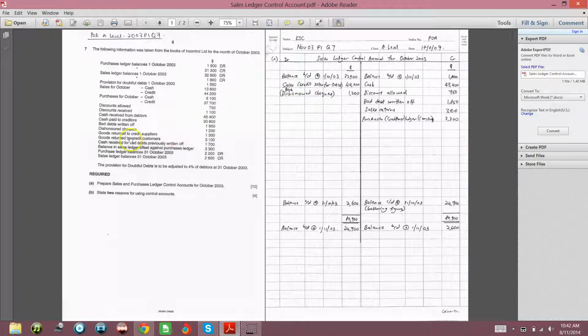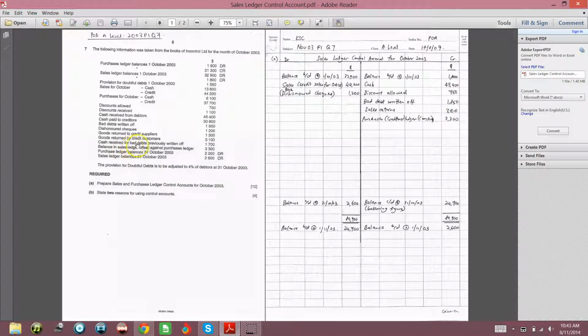Goods returned to credit supplier, this has nothing to do with debtors. Goods returned by credit customer, 3,001. Okay, so this is a sales return. Sales return will reduce the amount owing by debtors, so we put it on the credit side.